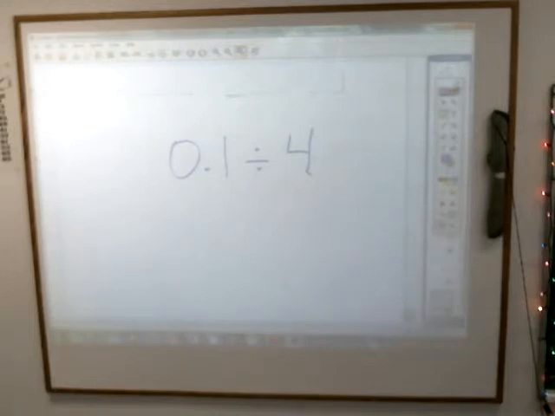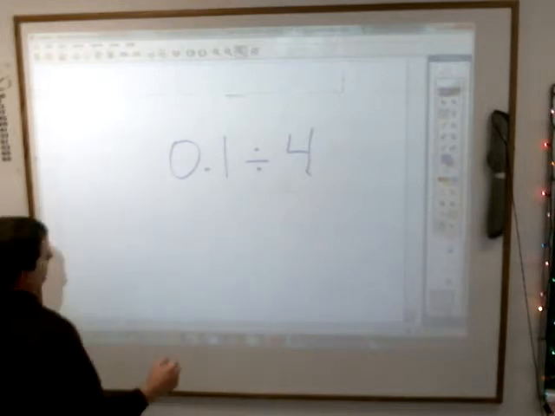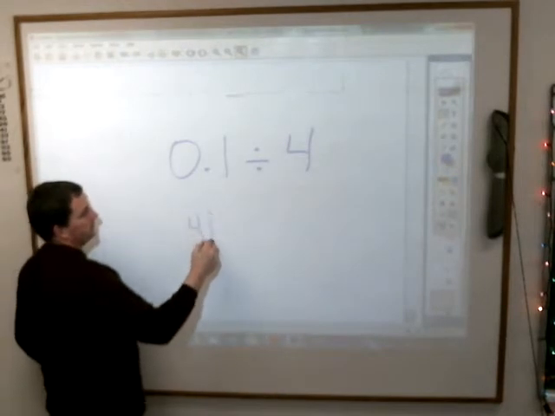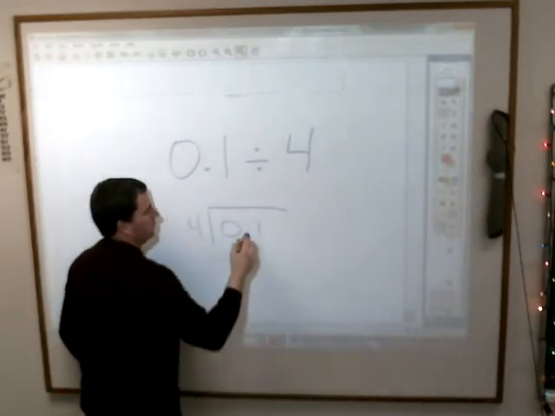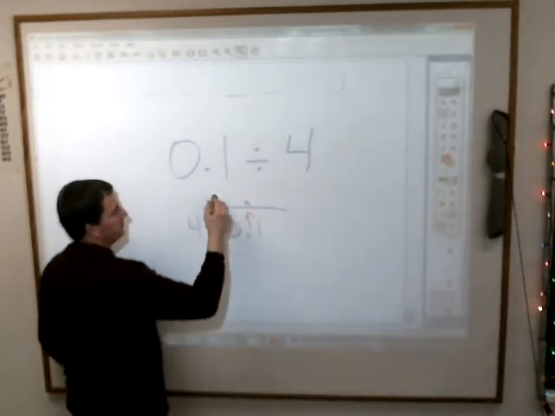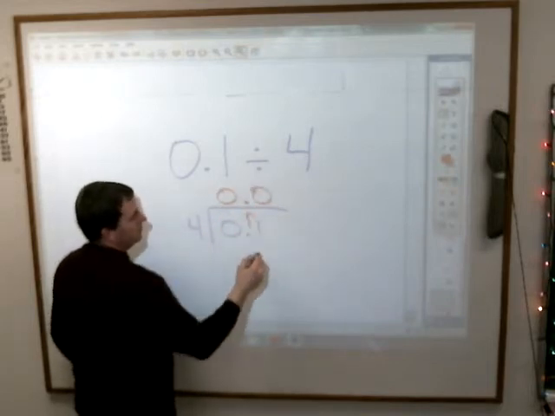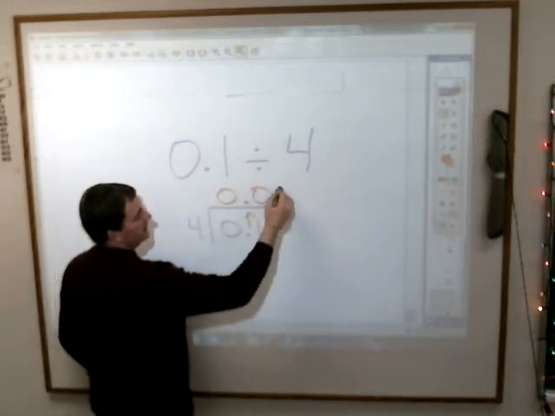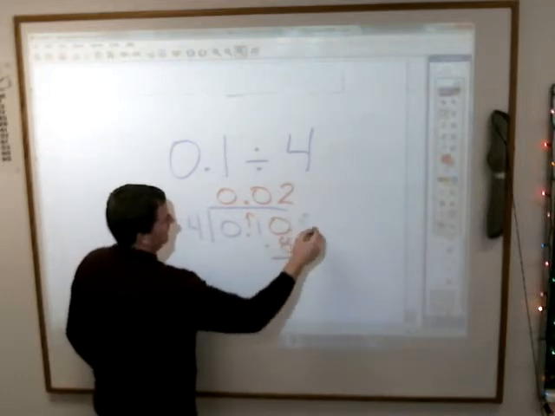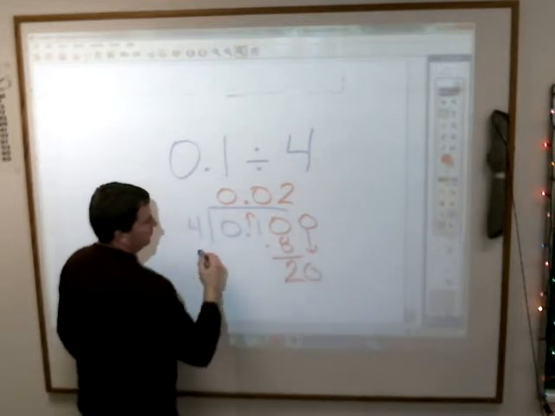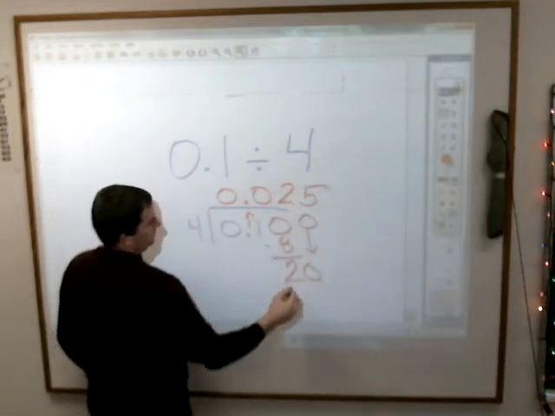Grace Steffenberg. I got 0.025. Grace says 0.025. Let's take a look. So the 4 goes outside, inside goes the 0.1. Bring the decimal straight up. 4 doesn't go into 0. 4 doesn't go into 1. So I add a 0. 4 does go into 10 twice. Subtract. Have to add another 0. Bring it down. 4 goes into 20 5 times.